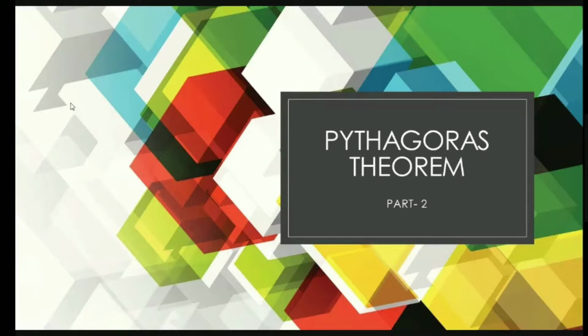Good morning, everyone. In continuation with the previous activity of Pythagoras theorem, where we had proved the Pythagoras theorem using the identity (a + b) whole square, we will be doing the next activity, proving Pythagoras theorem using the identity (a - b) whole square. Now, what do we do?